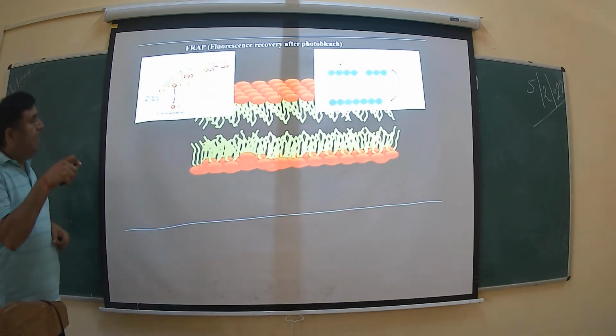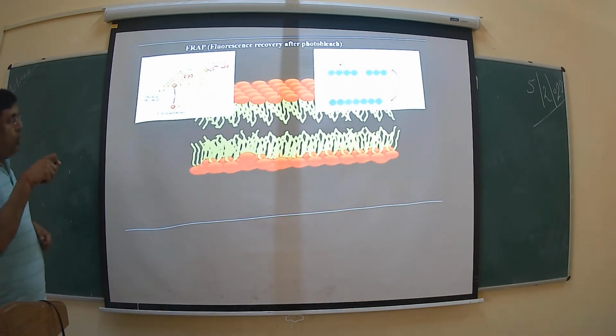Especially in the cells, in the plasma membrane, the proteins are moving. So these two different types of movement: lateral and rotation. So lateral we call lateral diffusion, and if it rotates we call it rotation.